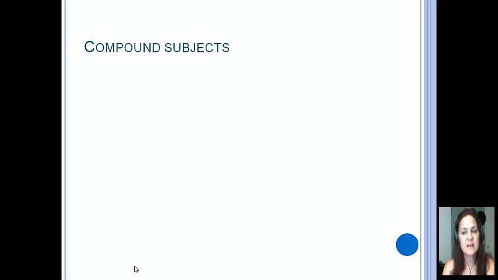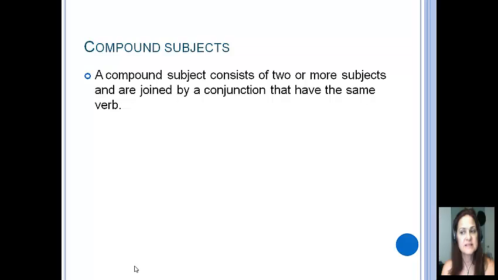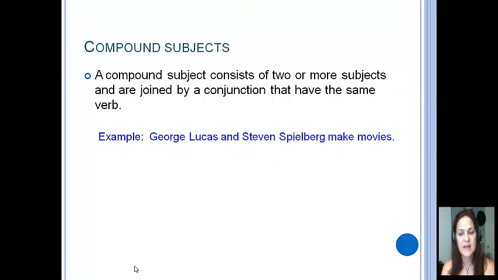Okay, so let's look at compound subjects. A compound subject consists of two or more subjects joined by a conjunction that have the same verb. Example: George Lucas and Steven Spielberg make movies.